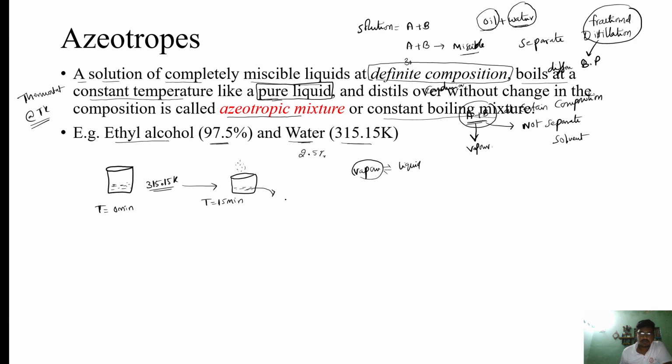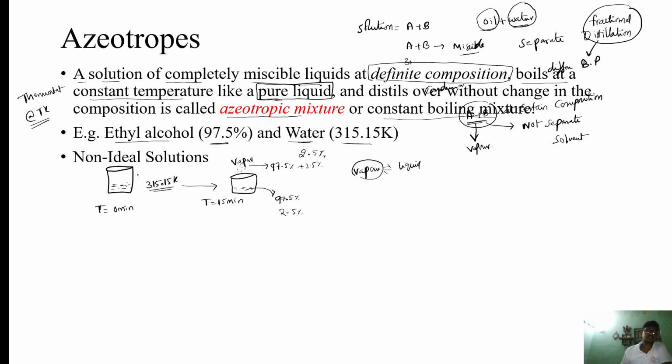In this liquid also, if you measure the composition of both the components, ethyl alcohol will contribute 97.5% and water will contribute the rest, 2.5%. Even in the vapor, if you measure the composition, it will be the same: 97.5% ethyl alcohol plus 2.5% water. These type of liquids we call azeotropes, and these cannot be separated by fractional distillation. Hope you understood the definition of azeotrope.